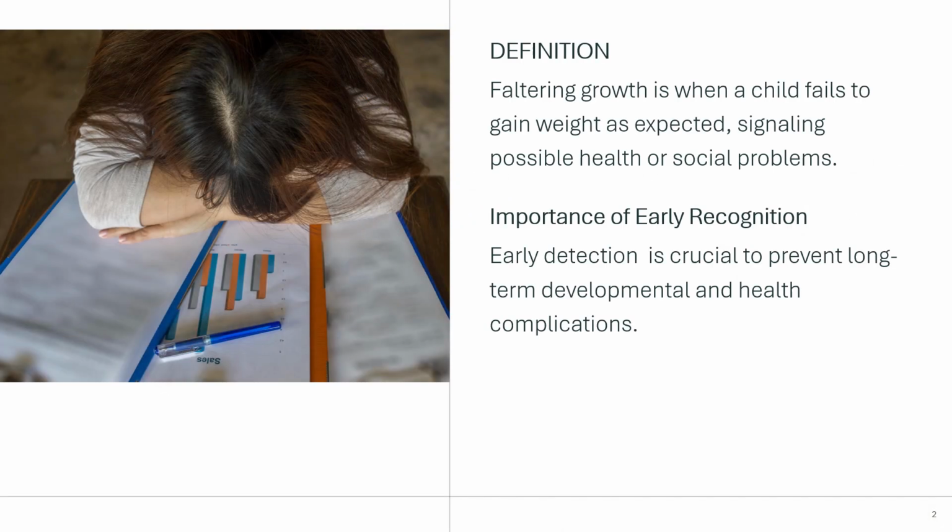What is faltering growth? Faltering growth means a child fails to gain weight as expected. It may be due to health problems or social issues. We should recognize it early to prevent long-term developmental and health complications.